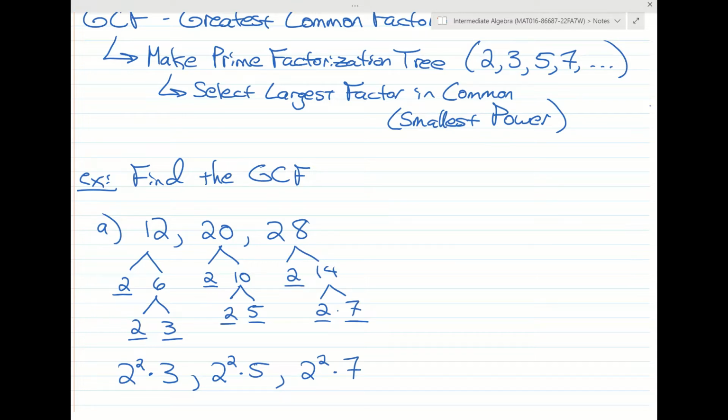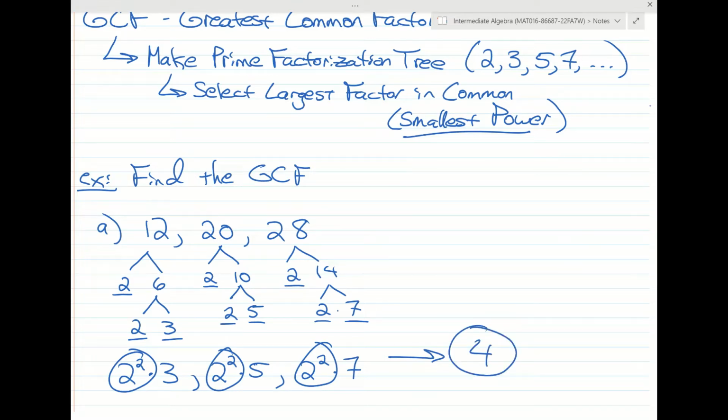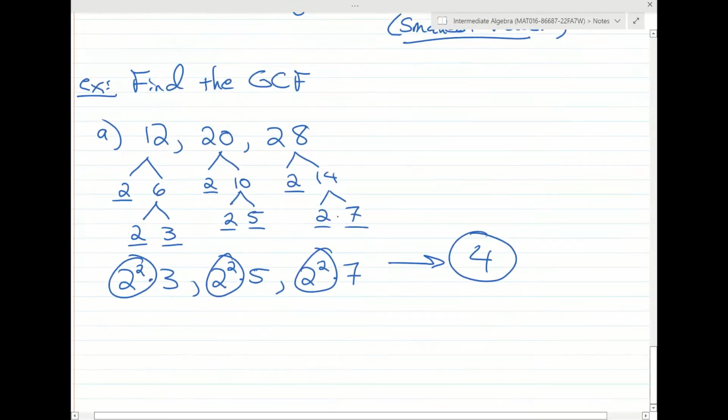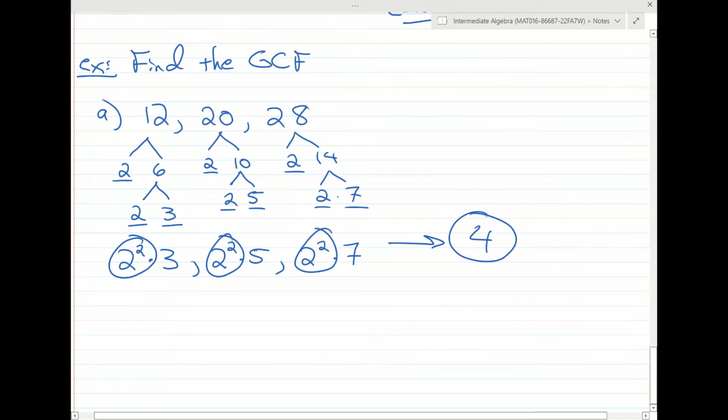And if we're looking for the largest number in common, this has a 2 squared, so does this, so does this. If one of them was a 2 to the third, you would pick the smaller one. So between 2 squared and 2 to the third, you go with 2 squared. The GCF here would just be 2 squared, or 4. It seems like you guys could figure that out without making a tree.